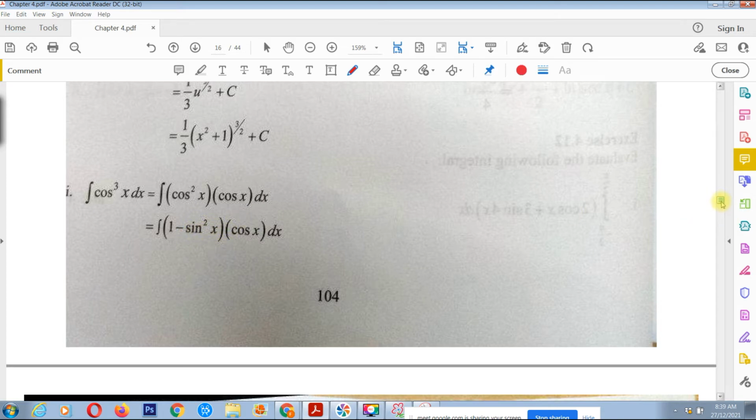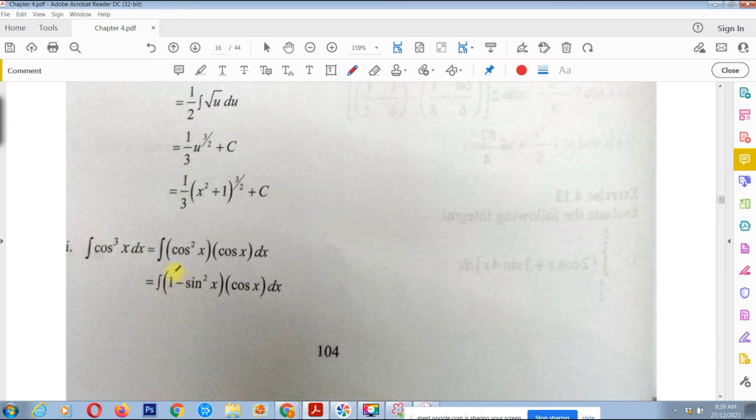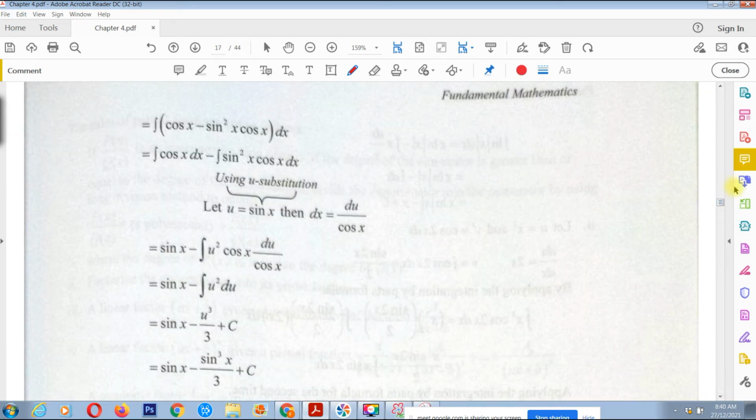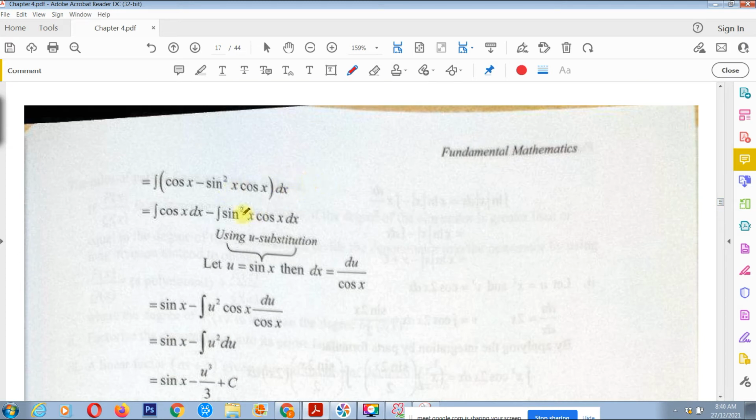And then we multiply. We change this by trigonometric identity, and then we multiply this and this. So that's how you get this. Alright, and then we got this, so we have sine square.